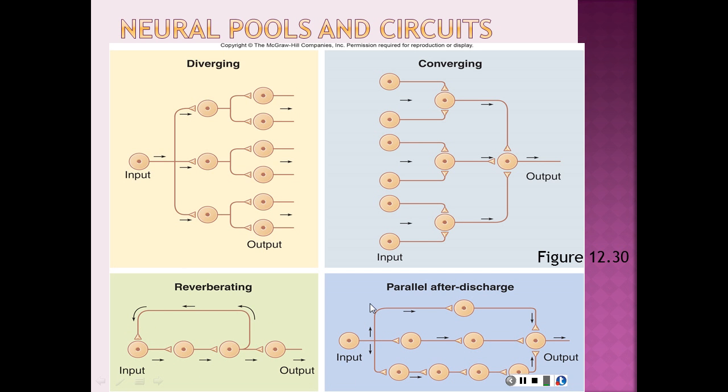Then our last one is our parallel after-discharge. This is where we have that input neuron here that will diverge to stimulate several neurons to eventually reconverge on a single output neuron. So we start off with one, it branches off and starts to stimulate other neurons, but eventually they reroute and stimulate just this one neuron. So we get an output just from one particular neuron.